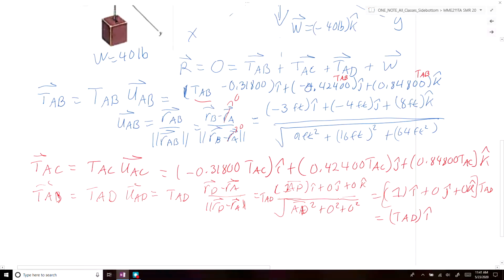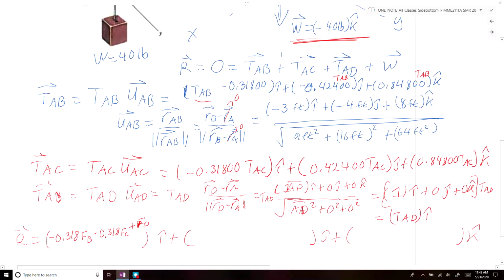And then the last thing was our weight, which we already defined at the top of the screen. So we can now add these all together to get our resultant force. We'll have all of our x components, all of our y components, and all of our z components. If we add all of our x components together, we get minus 0.318 FB minus 0.318 FC plus FD.